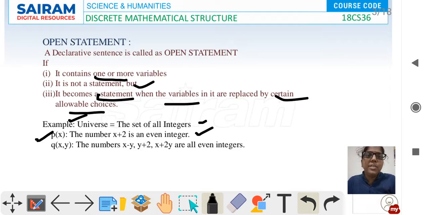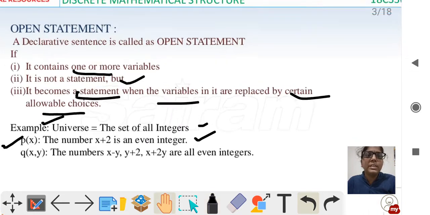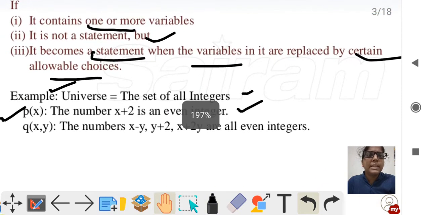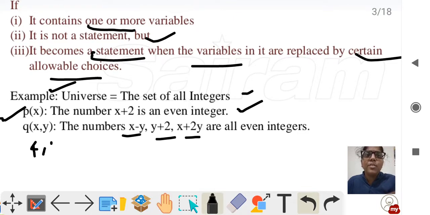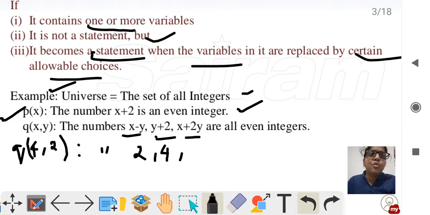In the same way, q of x comma y is given here as the numbers x minus y, y plus 2, x plus 2y. If you take the x value as 4 and the y value as 2, what is q of 4 comma 2? The number x minus y is 2. Y plus 2 is 2 plus 2, which is 4. X plus 2y is 4 plus 2 into 2, which is 8. So these are all even integers. So q of 4 comma 2 is a true statement.